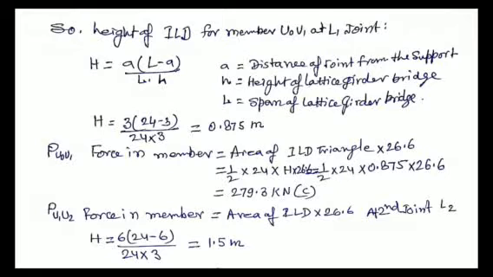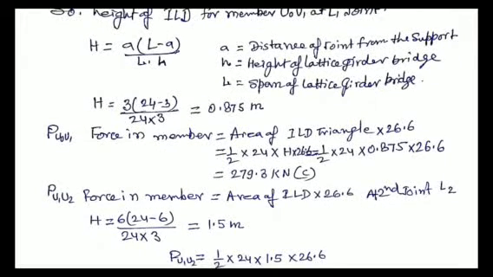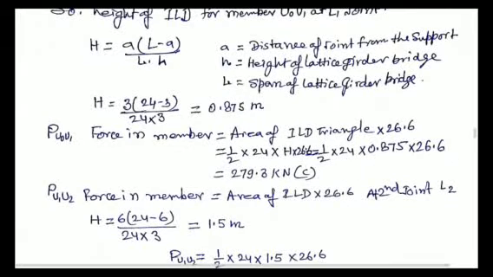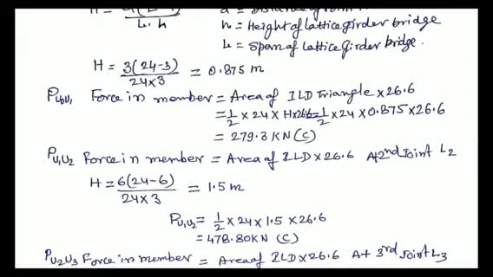So the total force in member U0 U1 will be half, meaning the area of the triangle, which is half of 24, the total span, multiplied by H, which is 0.875, multiplied by 26.6. This is the total load, live load plus dead load. So it comes out to be 279.3 kilonewton, which is compressive in nature.